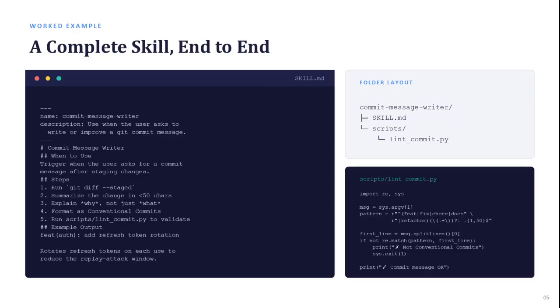You can see the trigger: when the user asks for the commit message. Then I have written the steps: run git diff --staged and summarize the change in 50 characters, then explain why, not just what. So you can give steps according to yourself. And then I have the folder layout, the folder hierarchy, as I described before. You can change the names of the folders and files according to yourself.